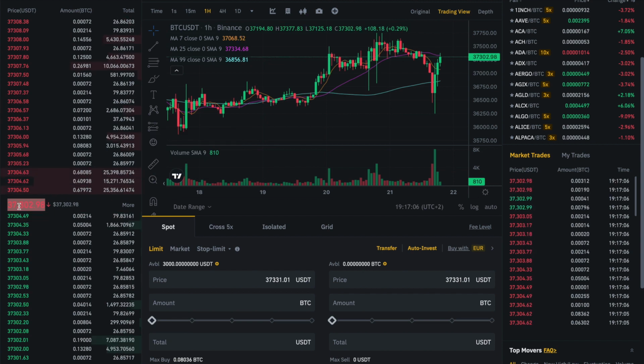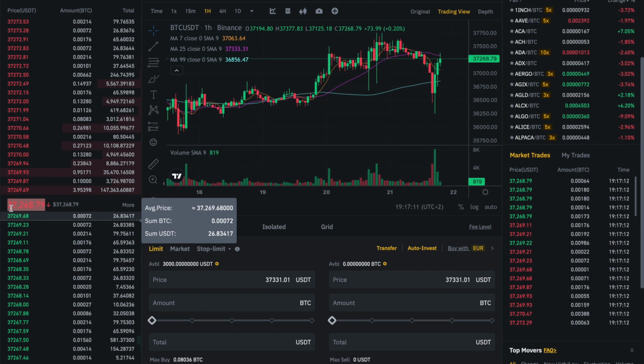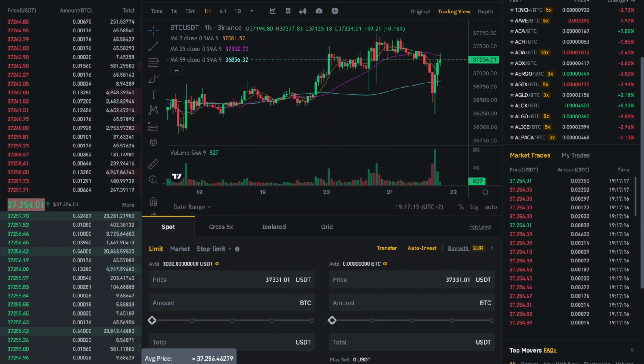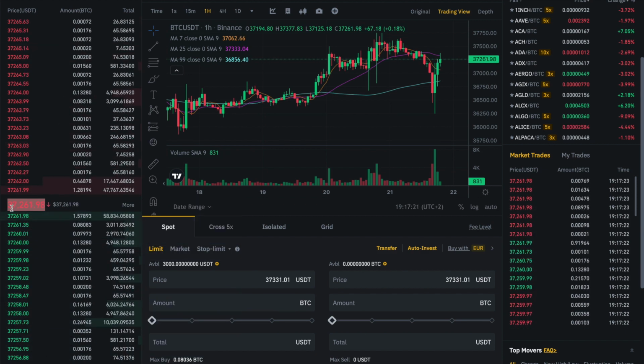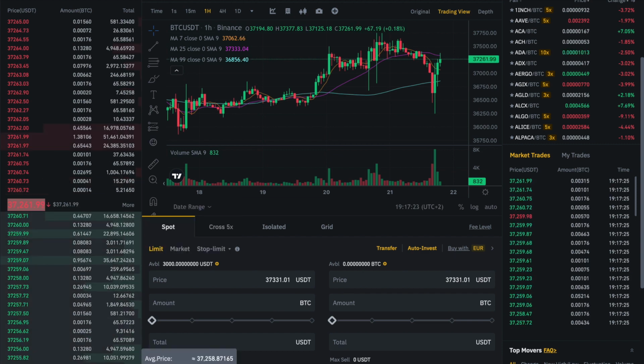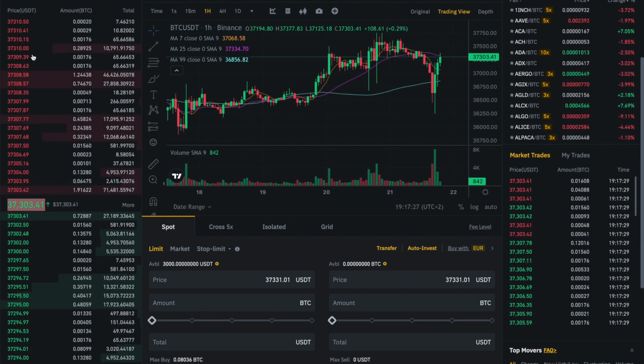So from this price going downwards, the price will be decreasing. As you can see, this is 37,267 and this is 37,257. So the price is decreasing from the highest point to the lowest point, and this one is increasing from the lowest point to the highest point.